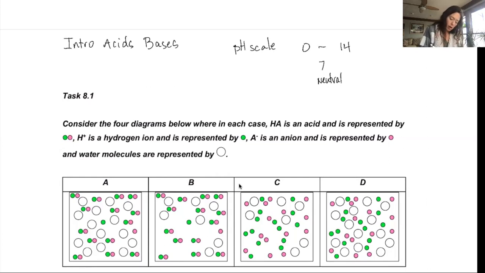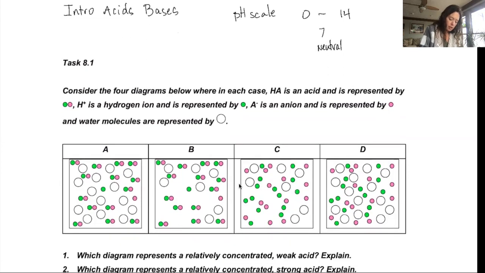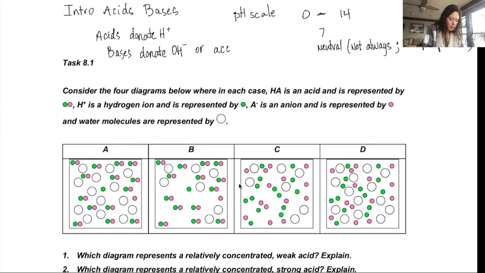We typically, not always, temp dependent, okay? We will see that pop up. So I'm gonna go ahead and write it. All right, so we know acids donate H, right? We know all that stuff. We know bases donate OH or accept H plus ions, right? Absorb, take, remove.